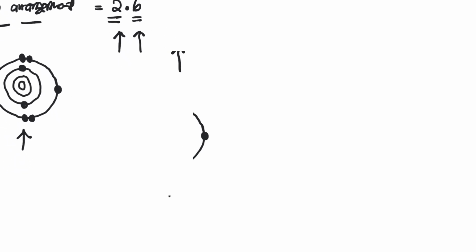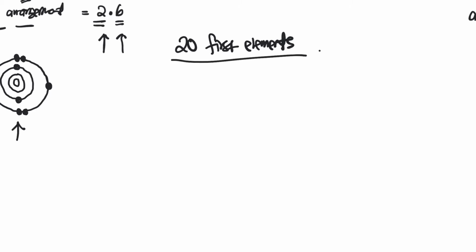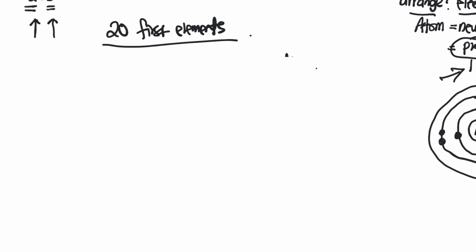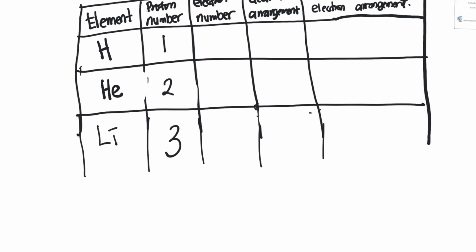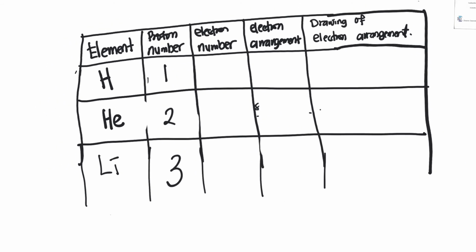So let me guide you, okay? After this you're going to draw the first 20 elements in the periodic table of elements. So you are going to refer to a table and I will show you how to make the table first. Okay class, I have drawn the table for you here. This is what you should do in your exercise book and you need to upload this to Google Classroom. You need to draw the electron arrangement for the first 20 elements. How to know the first 20 elements? You can refer to your periodic table of elements.